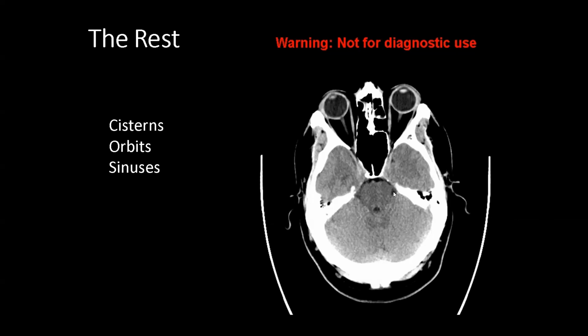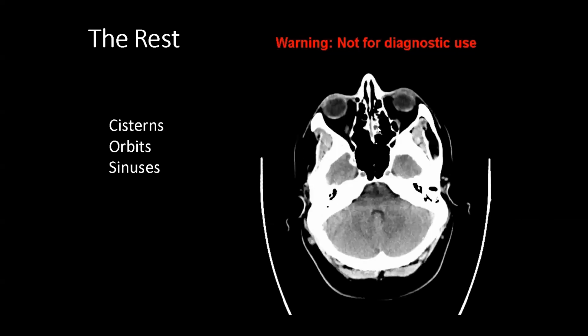And really why we care about them is they're important to look at in cases of where we're suspecting mass effect or increased pressure in the cranial vault, because they can become obliterated or effaced by either the swelling or an adjacent mass that would cause it.